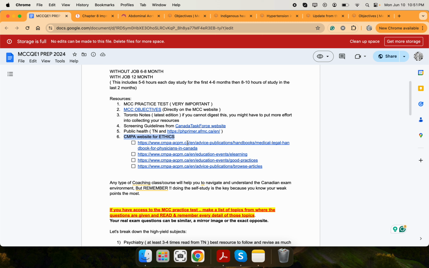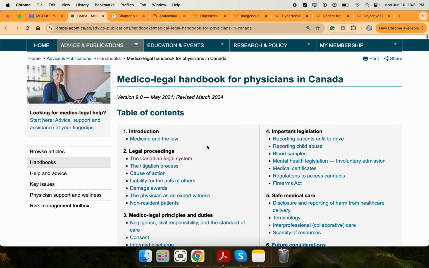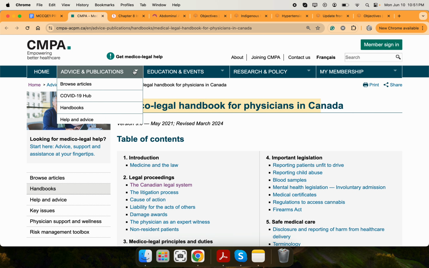So as I open these, I'm going to tell you what I studied for my own exam preparation. This is the medical-legal handbook for physicians. How will you get to this?